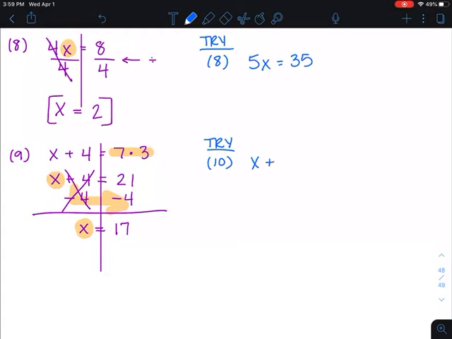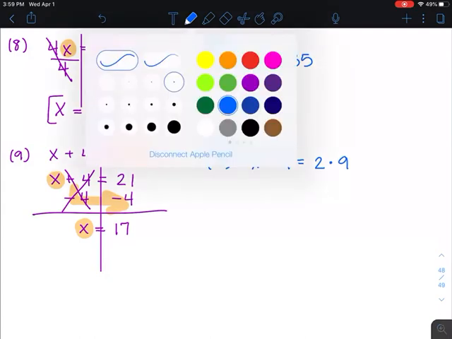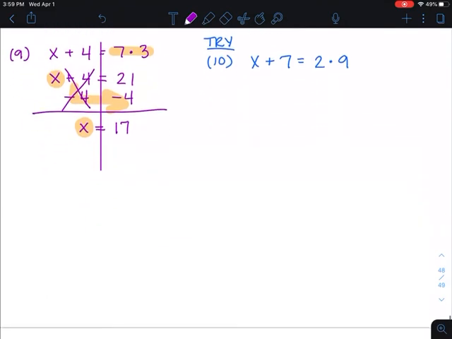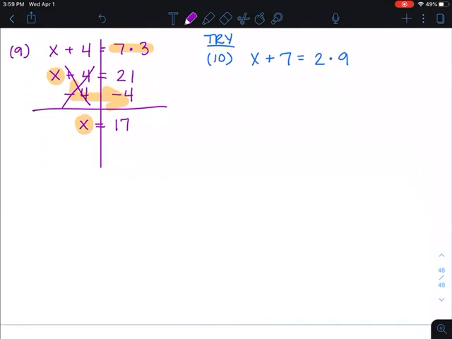So I want you to give number 10 a shot. I want you to do x plus 7 is equal to 2 times 9.